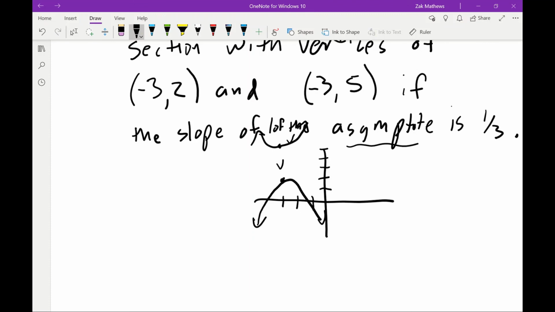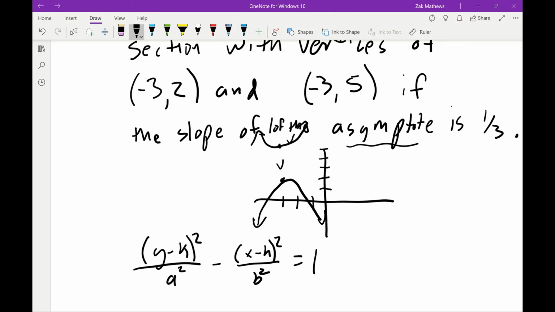So now that I know it opens up and down, I'm going to write down the general format. Y minus k squared over a squared minus x minus h squared over b squared equals 1. And so what I'm looking to find is the h, k, the center, and then the a and the b. So there's a few things that we can figure out pretty quickly.